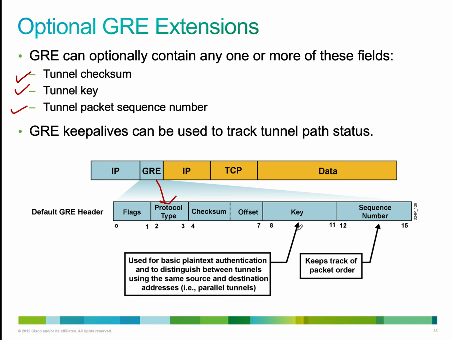Okay? Now the key, what is the key? What's the purpose of the key? The key is used for basic plaintext authentication and to distinguish between tunnels using the same source and destination addresses, especially if you have parallel tunnels, to be able to determine which tunnel a packet is supposed to go through. And then the sequence number keeps track of the order of the packets.